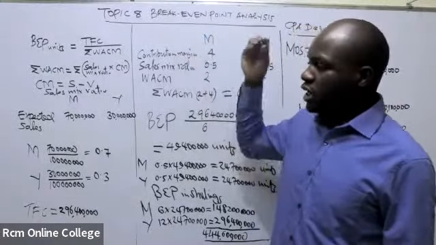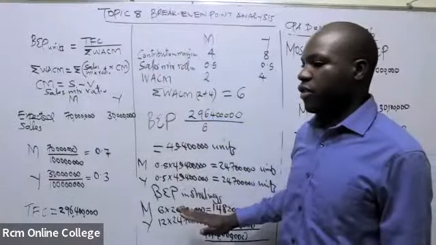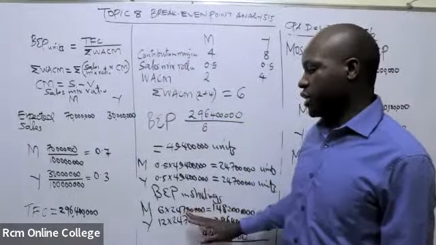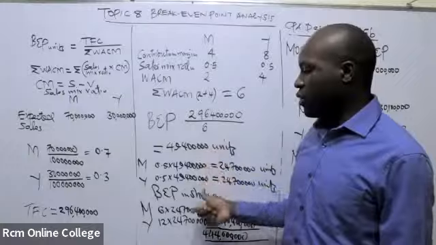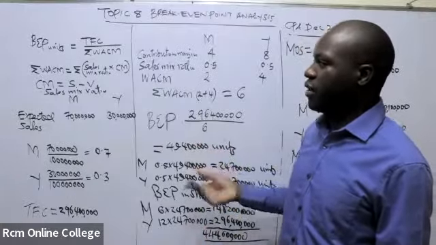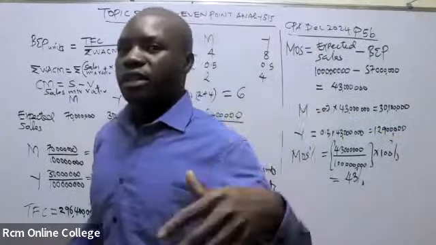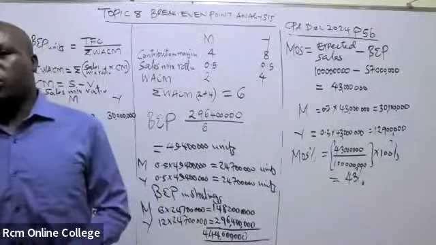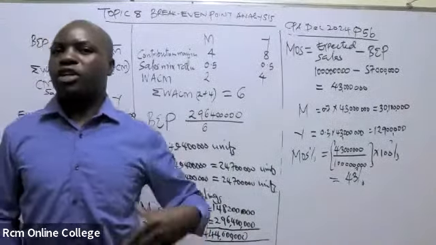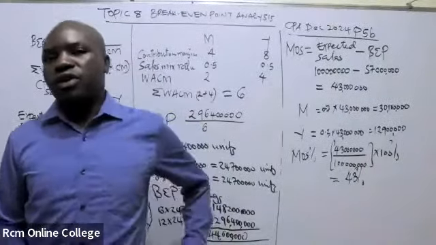So if we change just an item within our formula, what will happen to the break-even point? And we have been able to see how all those changes are affecting our break-even point. Now, the next thing you're supposed to interfere with is, what if you are given the target profit? What will happen to our break-even point in units and also in shillings?